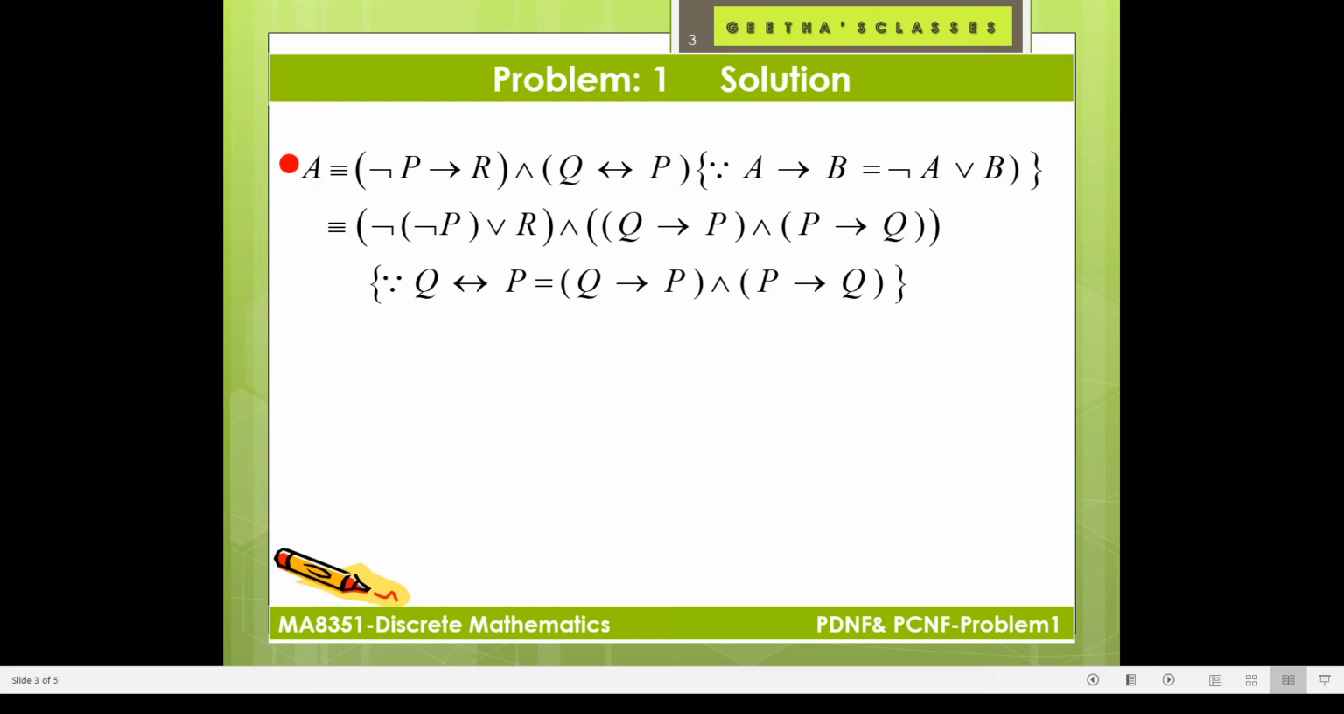So first let us take capital A to be given proposition not P implies R and Q if and only if P. Okay. So we have taken this proposition. So we are replacing this arrow symbol by A implies B means not A or B. So not of first term or the second term, and if and only if you have to replace by this formula. Q if and only if P means Q implies P and P implies Q. Okay, so we are replacing this by this formula, right?